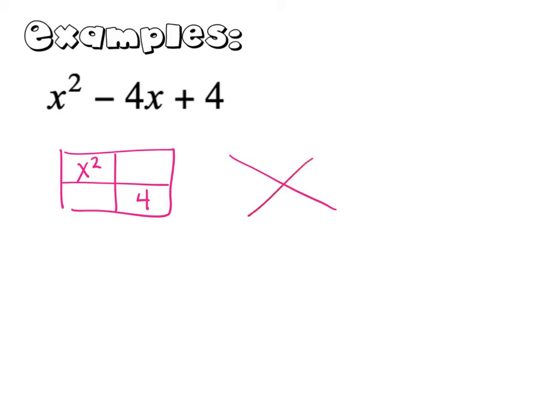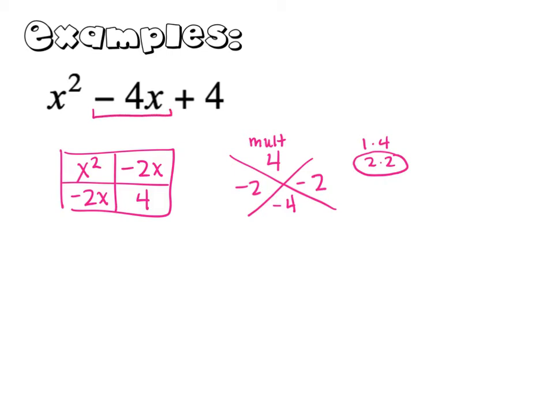I multiply those together and I get 4x squared, so it has to multiply to 4, but add up to negative 4. Well, 1 times 4 or 2 times 2 are the only options. It must be negative 2 times negative 2 and negative 2 plus negative 2. So negative 2x and negative 2x made negative 4x. Then I take out my greatest common factor. My biggest thing I can divide both of these by is x. X times x is x squared. X times negative 2 is negative 2x.